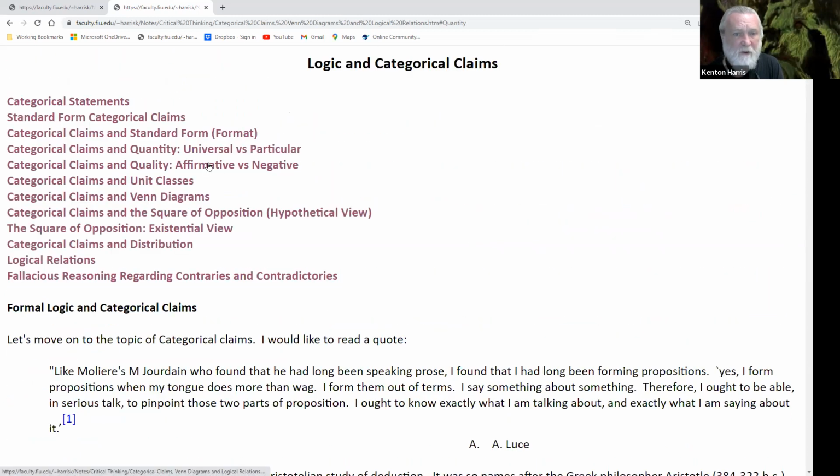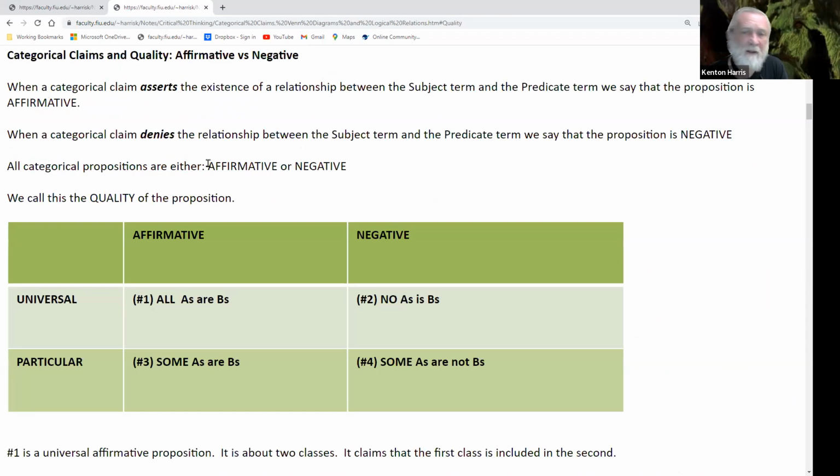But in addition to quantity, categorical claims have a quality, and the quality is either affirmative or negative, coming from the Latin affirmo or nego, which is I affirm or I deny. If I'm affirming, then I'm saying something is the case, and if I'm denying, I'm saying something is not the case. So an affirmative claim asserts the existence of a relationship between the subject and the predicate term, whereas a negative categorical claim denies a relationship between the subject and the predicate term.